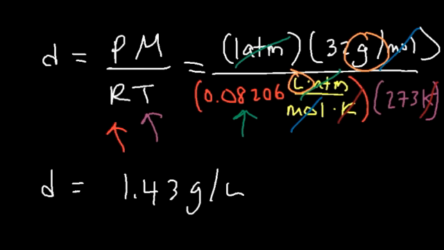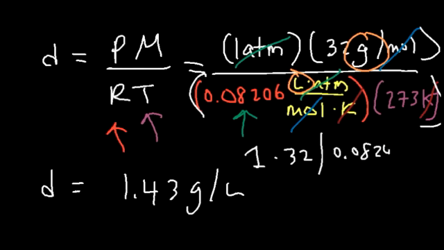By the way, be careful with the way you type this in. If you're not getting the answer, when you divide by both numbers in the bottom, put this in one big parentheses. Because sometimes, let's say if you were to write it like this in your calculator, 1 times 32 divided by 0.08206 times 273, your calculator is going to divide by this number and then multiply by 273. So that's a common mistake that students make. So make sure you put this in parentheses, and you should get the right answer.